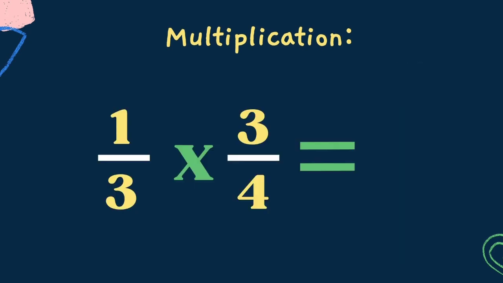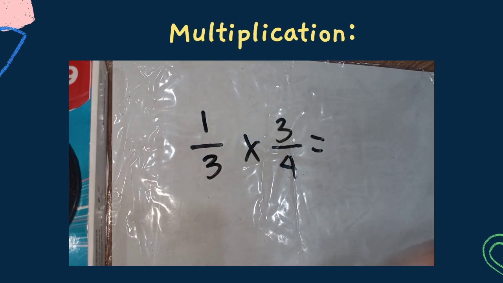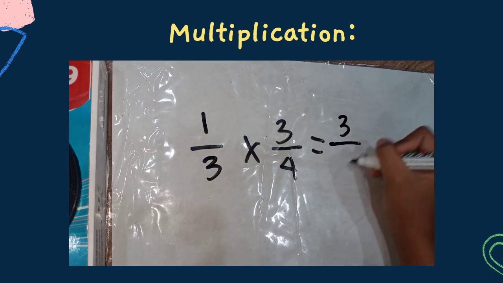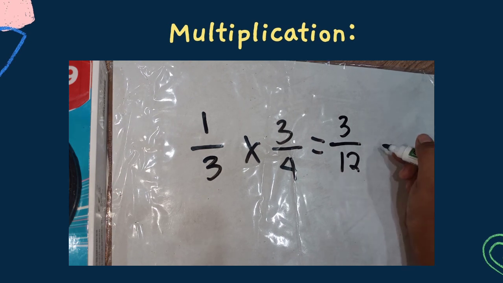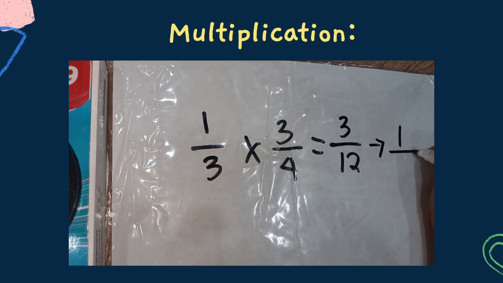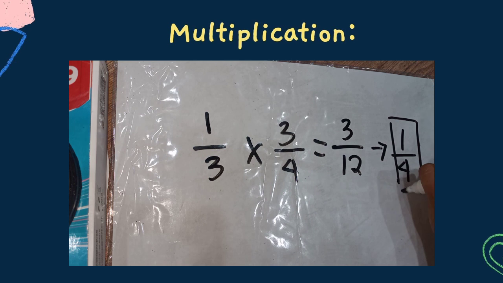Next one, 1/3 times 3/4. Just repeat the steps earlier. 1 times 3 is equal to 3 and 3 times 4 is equal to 12. But there is a simpler form than that, which is 1 over 4. But there is actually a shortcut to that.